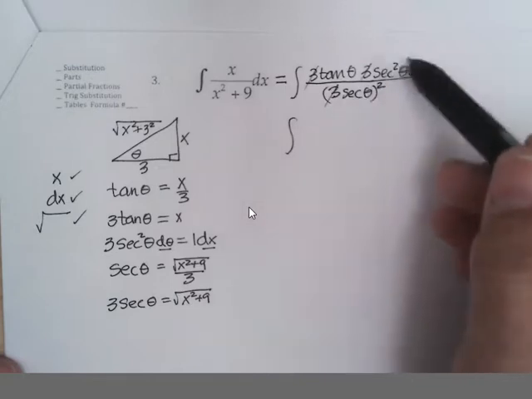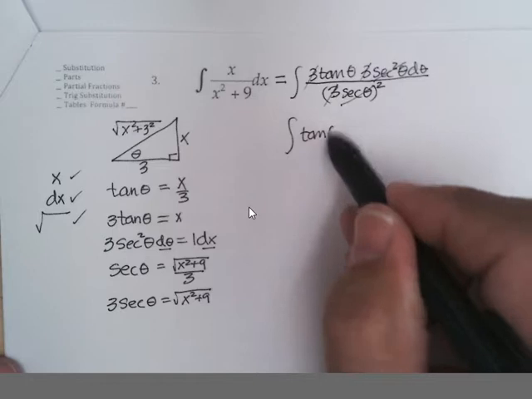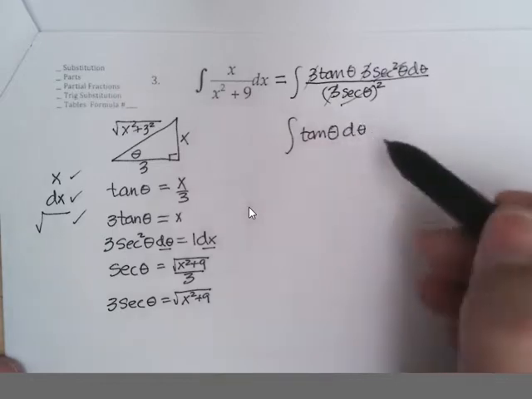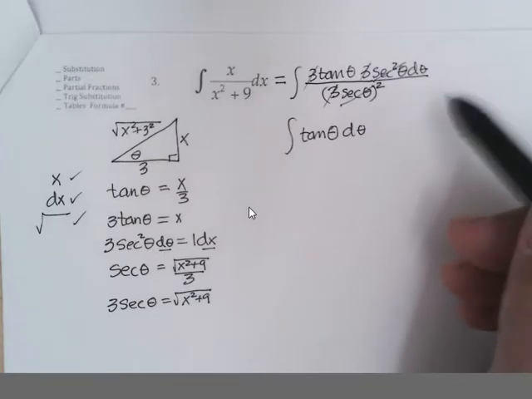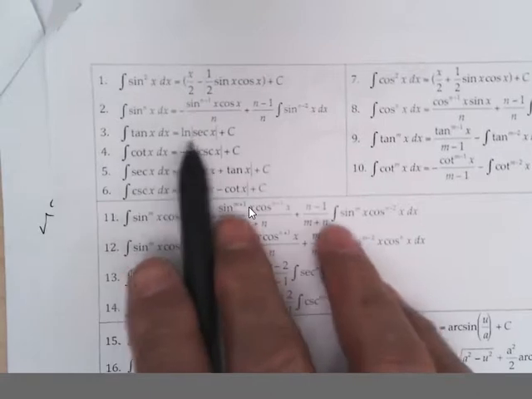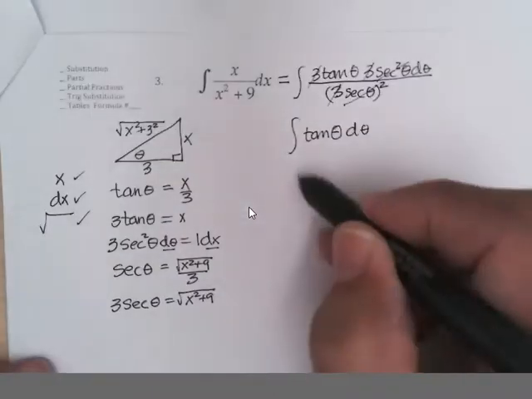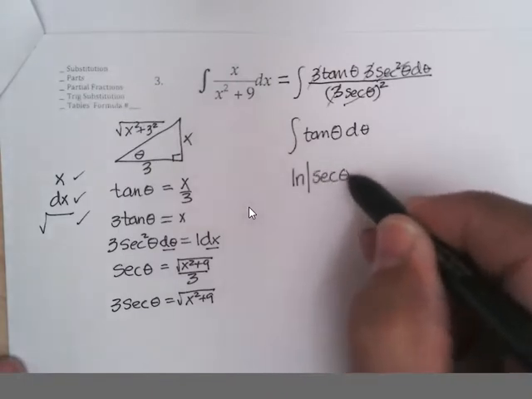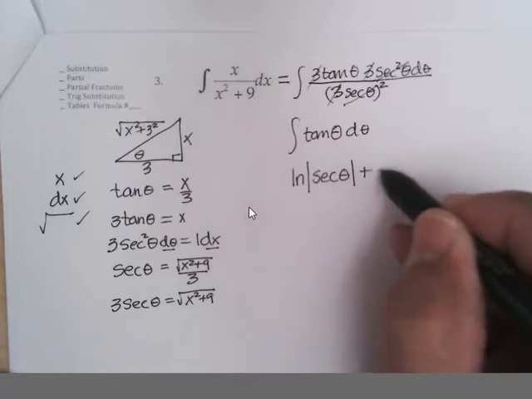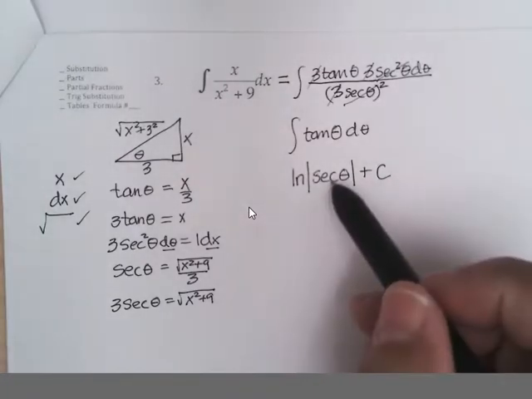Now I have a secant squared and a secant squared, so they cancel. So all I have left is tangent of theta d theta. I've done the trig sub to get to here, so now I can use tables if I need. And I look at the table and it says the antiderivative of tangent is a natural log of secant of x. So natural log, absolute value of secant theta plus c.